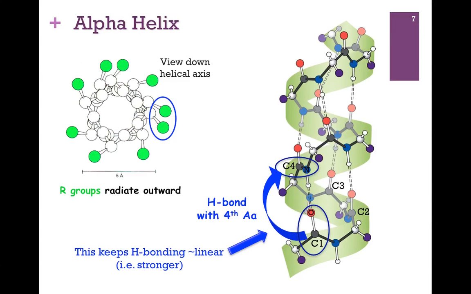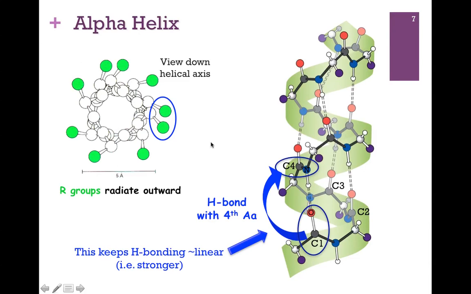If we tried to form a hydrogen bond with the third carbon, say, or the fifth carbon, we couldn't get that same linear overlap. And that's why it's always carbon 1 with carbon 4, and because of that, we have 3.5 amino acids in one full turn. That keeps our hydrogen bonding interactions linear and very strong. Now look at the left. If we look down the helical axis, you can see the white spheres are the backbone atoms and the green spheres are the R groups. So you can see the R groups radiate outwardly.